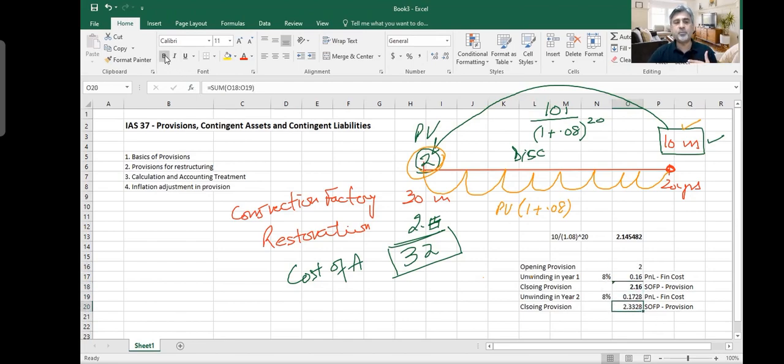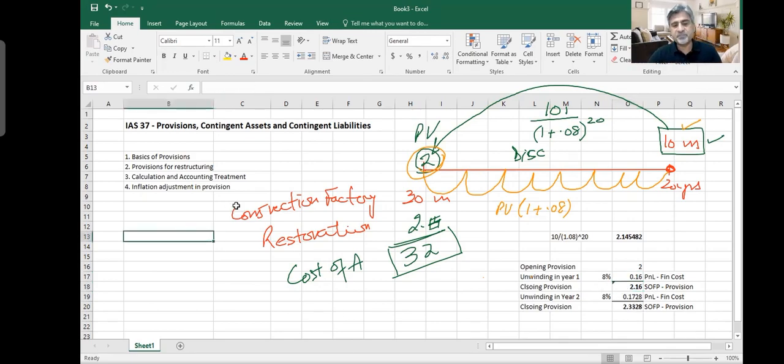End of second year, it is 2.33. Trust you me, you continue it for 20 years at 8%, it will exactly become 10 million. These numbers, 0.16, it goes to the income statement as finance cost, and this will be added to the closing provision. So your closing provision is increasing.